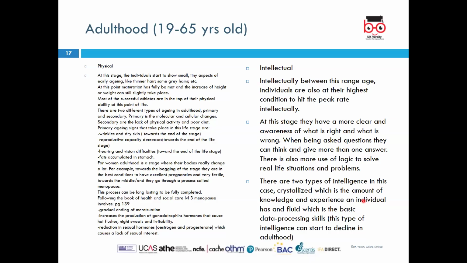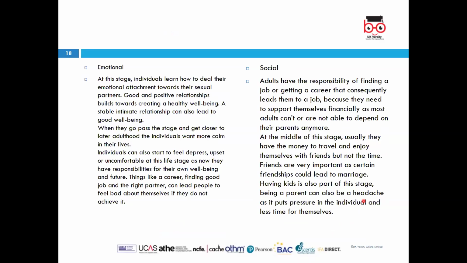Intellectually, between this age range, individuals are also at their highest condition to hit the peak rate of intellectuality. At this stage, they have clearer vision and a better awareness of what is right and what is wrong. When they ask questions, they can think and give more than one answer. They can debate, and they can make good arguments and statements.